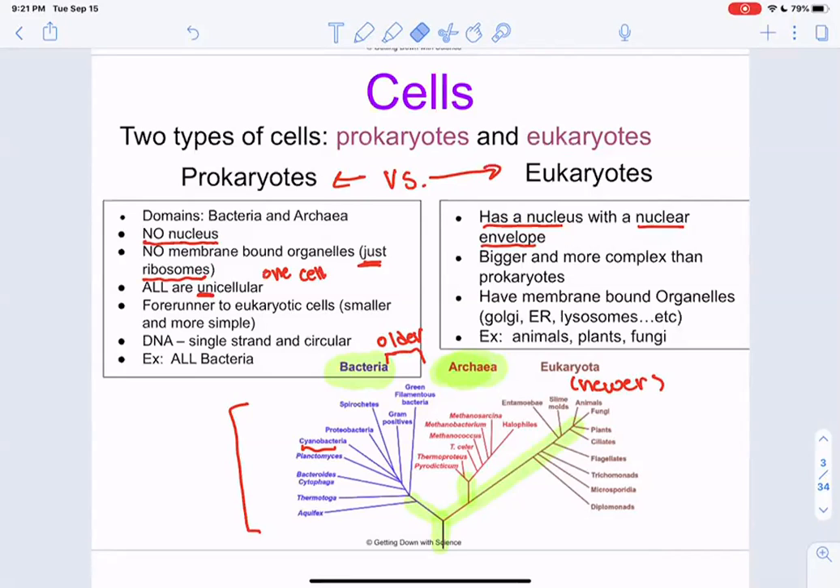So going back to prokaryotes, their DNA is going to exist in a single strand, or it's going to be in a circular form called a plasmid.